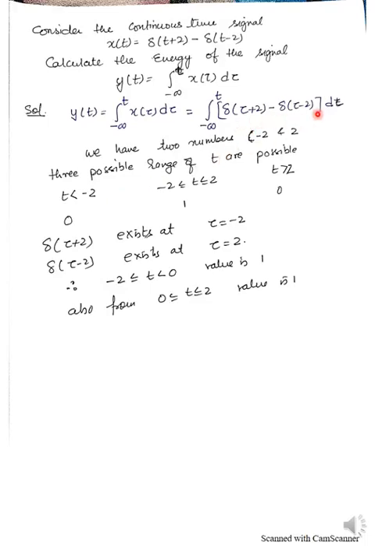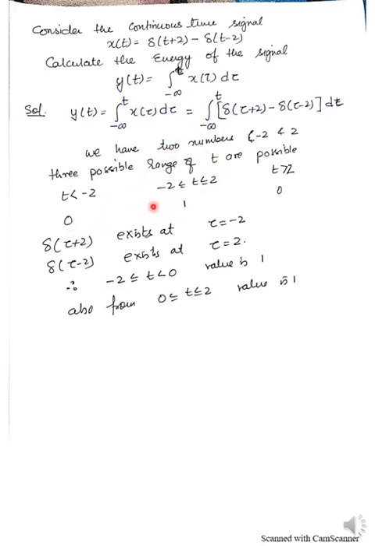You can see these two functions are defined at tau equals minus 2 and 2. So the value of y(t) for this range will be equal to 0, and for this range also it will be equal to 0. The reason is that the impulse function delta(tau plus 2) exists at tau equals minus 2, and the impulse delta(tau minus 2) exists at tau equals 2. Therefore from minus 2 to 0 we have only one value, which is due to this part, which equals 1. Also from 0 to 2 we have value equal to 1.